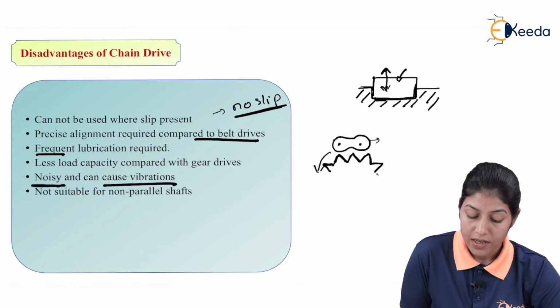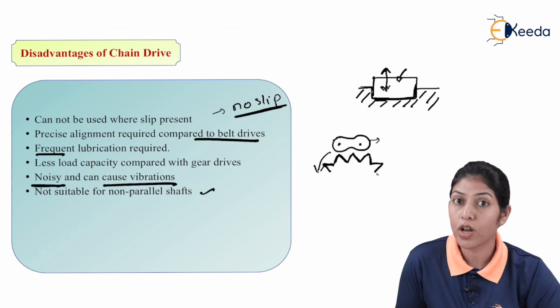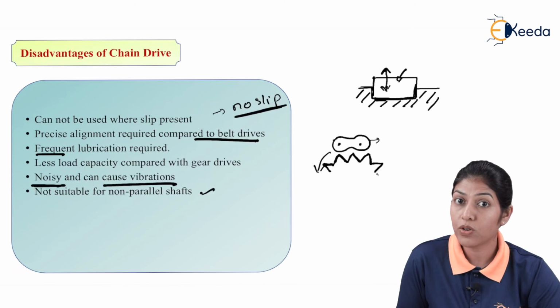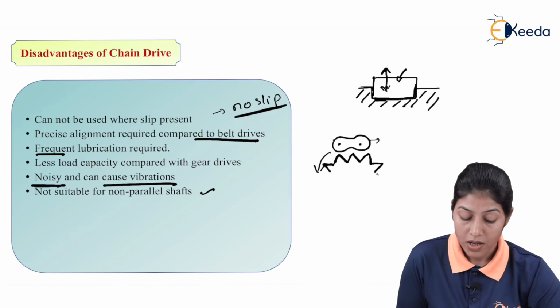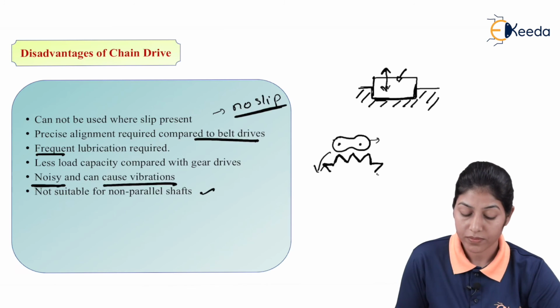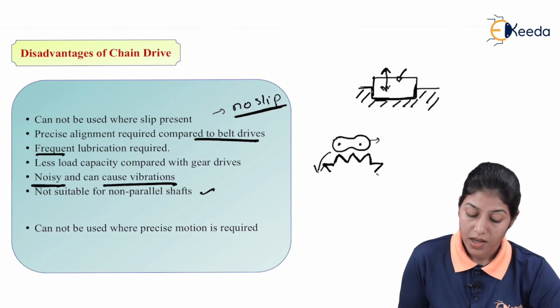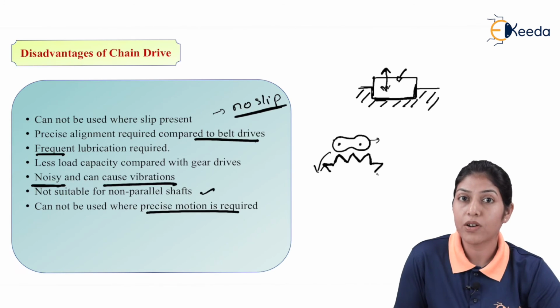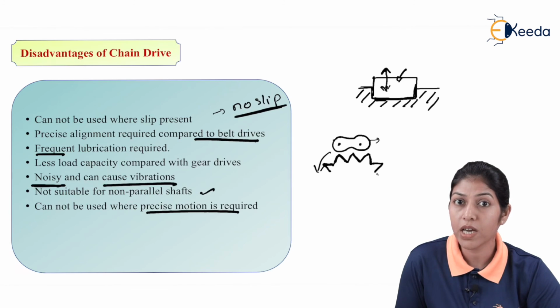As well as one more disadvantage we are considering, it is not suitable for non-parallel shafts. Where we are not using parallel shafts, we don't use chain drive. For non-parallel shafts, we generally use belt drive. And where precise motion is required, we cannot use this chain drive. Chain drive we only use because of the precise motion.